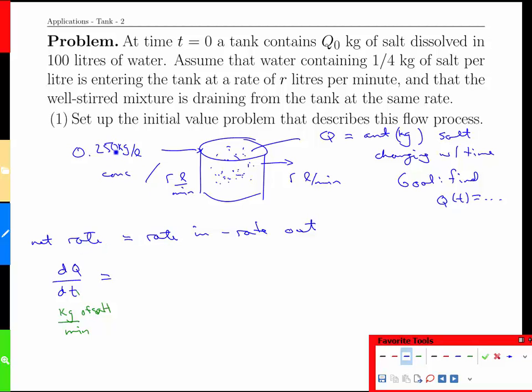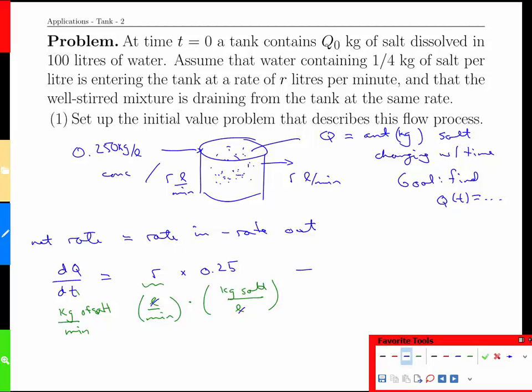The rate in is perfectly specified. We've got a flow rate of water, and we've got a concentration, and if we combine those two in the most obvious way by multiplying them, we take R and we multiply it by 0.25, then this is in liters per minute. We multiply that by the concentration of the water coming in salt. This is in kilograms of salt per liter of water, and lo and behold, we get kilograms per minute. So the units work out perfectly for the rate in.